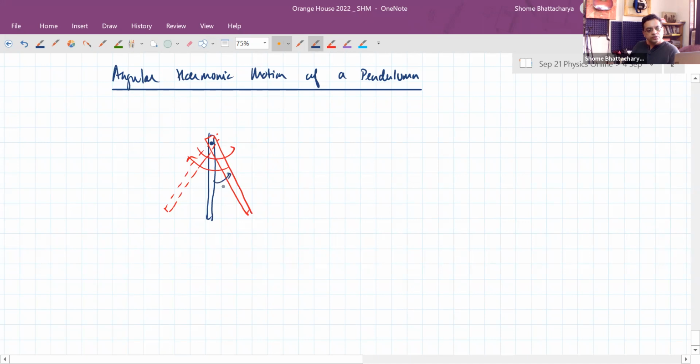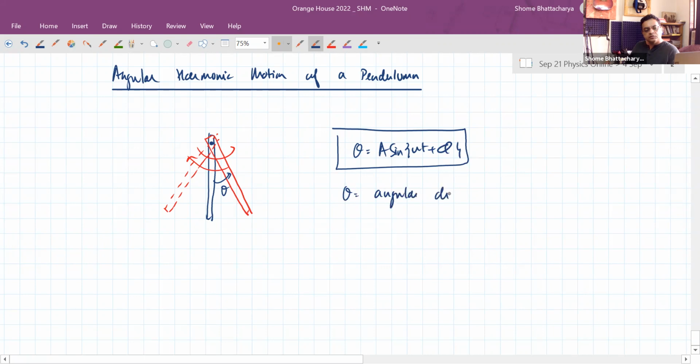So from the vertical position, if the angular displacement is theta, then theta should be E sine omega t plus phi. That is the only difference in the equation, that theta is angular displacement in radians, let's say, and E is angular amplitude. Again, in radians. Rest of the things are the same.